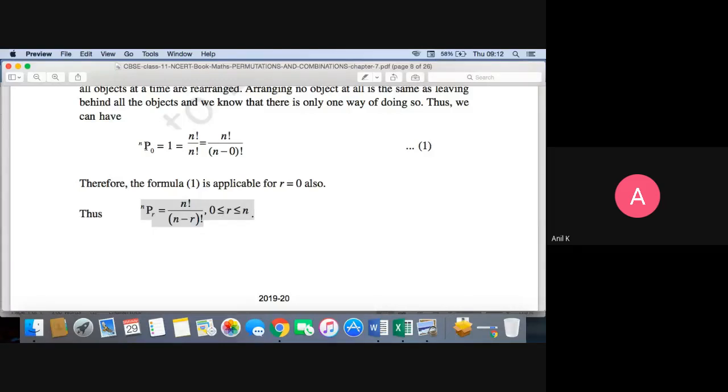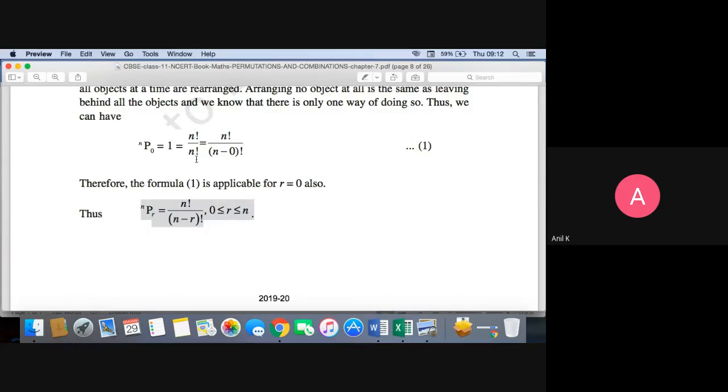So there are certain special cases, like nP0. That means out of n objects, I'm not taking any objects. That is also one permutation. The nP0 value is 1 because according to the formula, it is n factorial upon n minus 0 factorial. N minus r, here r is 0. So n minus 0 is again n factorial and the numerator is also n factorial. Both will get cancelled, so the answer is 1. So the nP0 value is 1. Similarly, you can find out what nPn is, where r equals n.